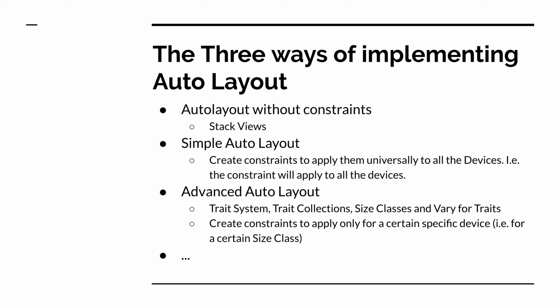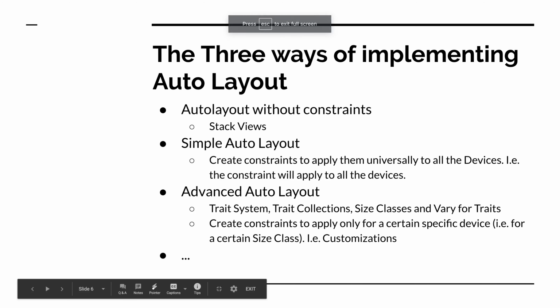So if you make a change in simple auto layout, it applies for all devices, iPads, iPhones, and all sorts of orientations, etc., right? But then you come to advanced auto layout, which is the focus of this lecture, because the first 2 bullet points we have already done in the previous sessions, right? But the third bullet point is the new thing here, right? Advanced auto layout, in which we will be talking about the trait system, trait collections, size classes, and vary for traits. We'll see what those are. So in this, you can create constraints to apply only for a specific device, right? That means for a certain size class. So that is what we tackle in advanced auto layout.